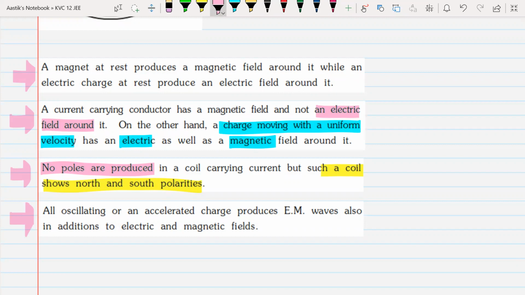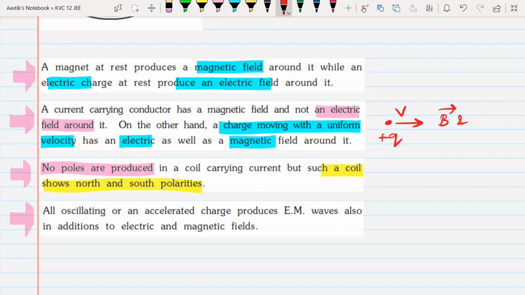We could not hear. A magnet at rest produces a magnetic field. An electric charge at rest produces an electric field. We understand this? A current carrying wire produces a magnetic field and not an electric field. But a charge moving with uniform velocity produces a magnetic field as well as an electric field.